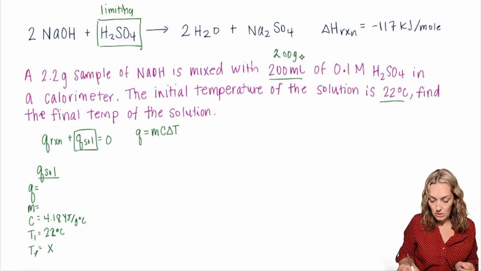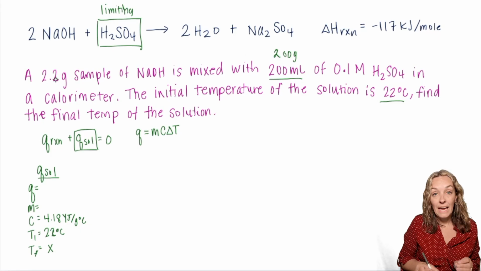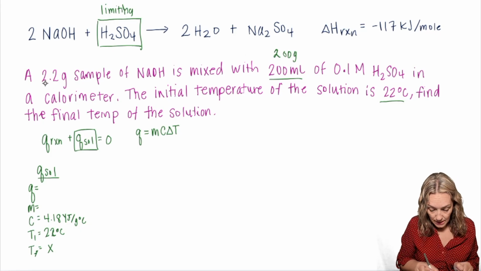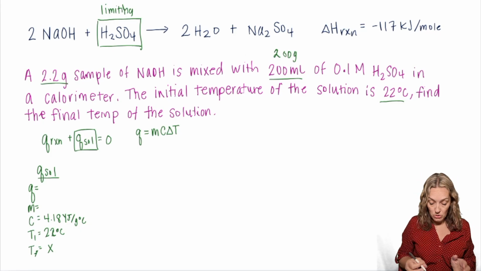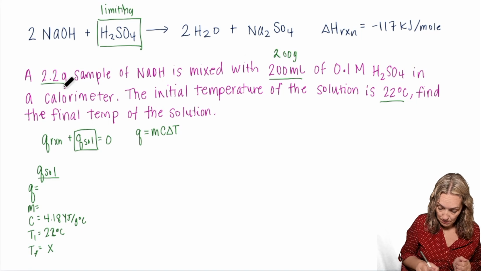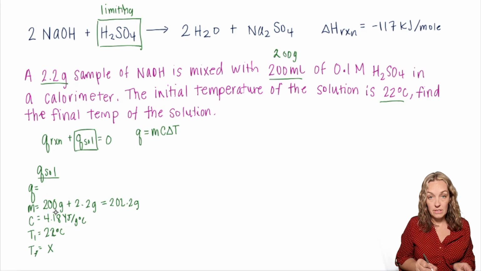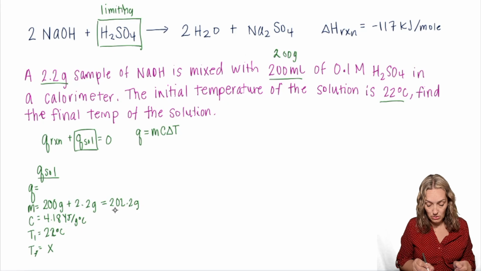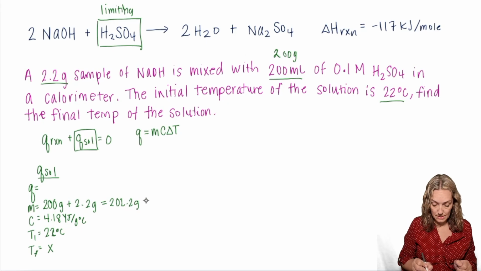That is still equivalent to 200 grams. But my NaOH is a solid, and that is not in solution. So that is a 2.2 gram sample. So when I'm talking about the Q of the solution, I'm going to add the mass of the solution and the mass of the solid to give me the mass of the entire solution at 202.2 grams.